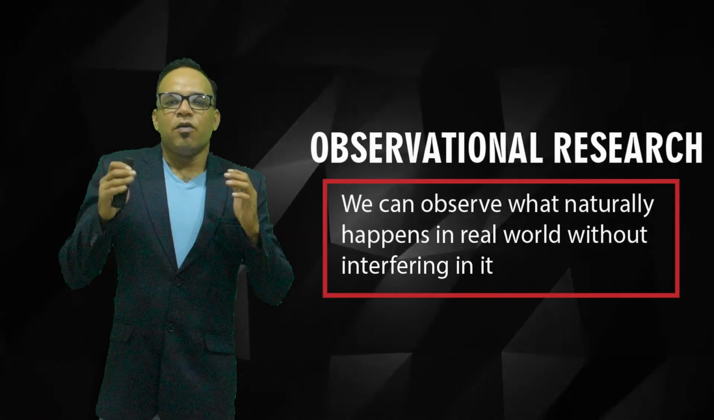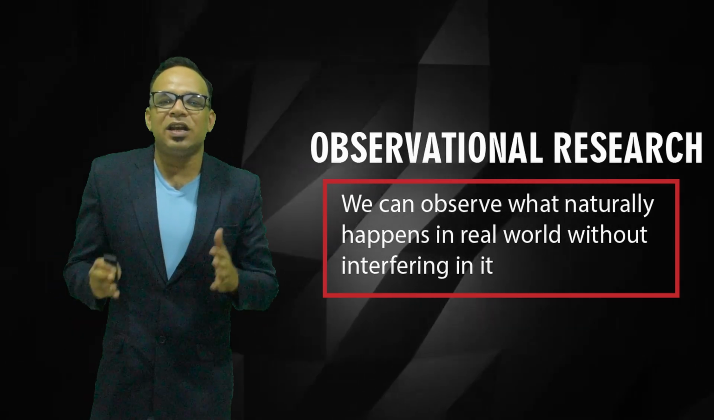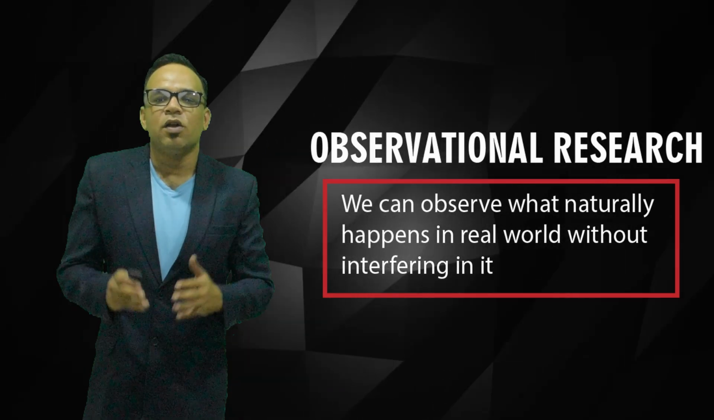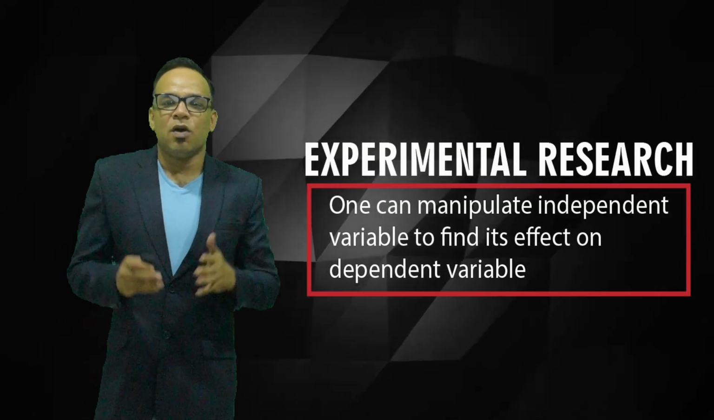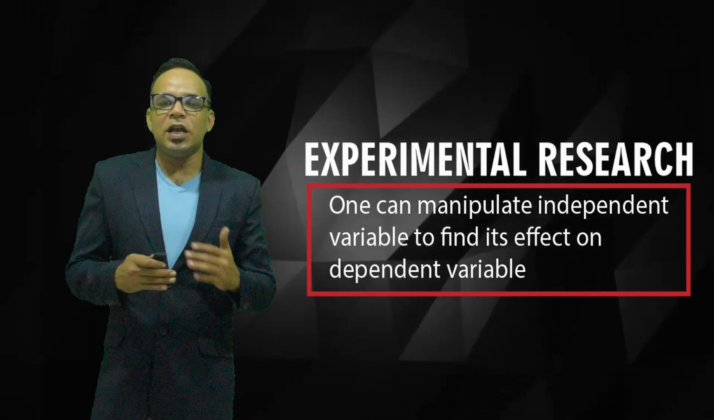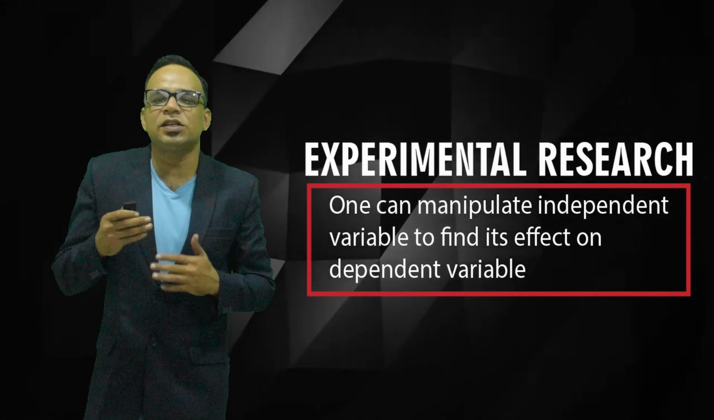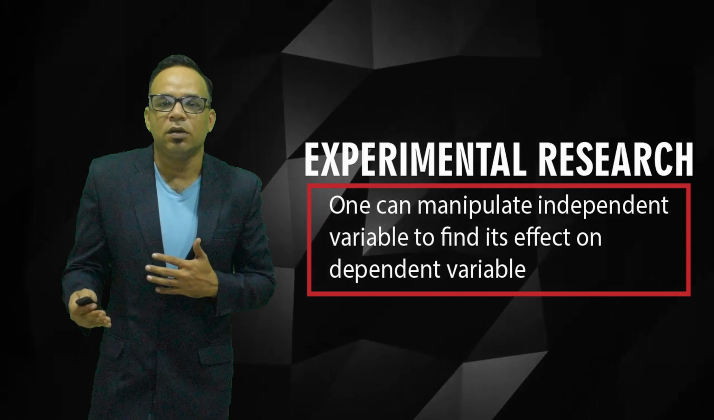And then comes observational research. We can observe what naturally happens in the real world without interfering in it. And just the opposite is experimental research. One can manipulate an independent variable to find its effect on a dependent variable.